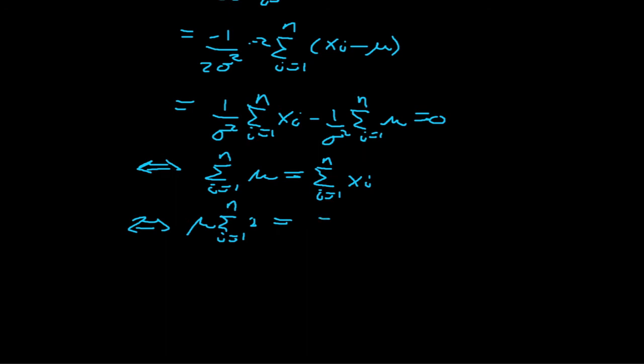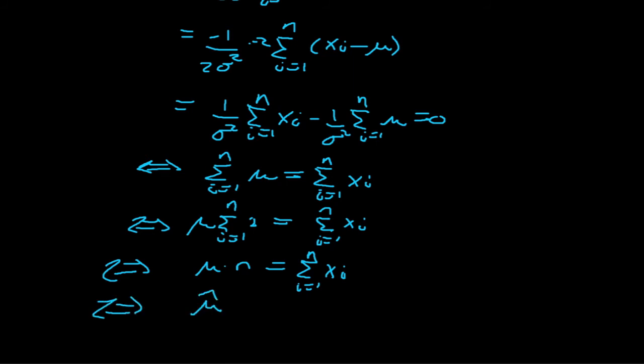I know I can do this a lot quicker, you guys probably as well, but just to be clear, this will give us n times mu equals the sum from i equals 1 till n of xi. And this will finally give us that our maximum likelihood estimator of mu will be equal to 1 divided by n times the sum from i equals 1 till n of xi, which of course is just equal to our sample mean. So there you have it guys for the first part.